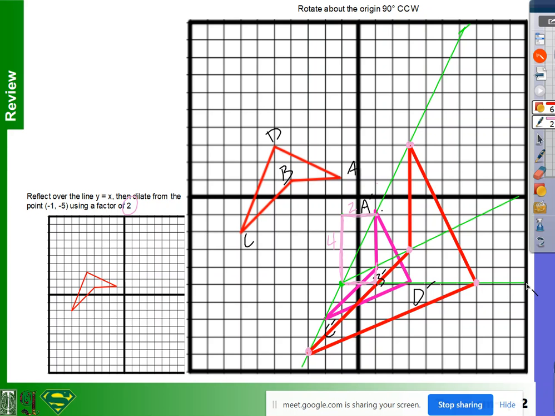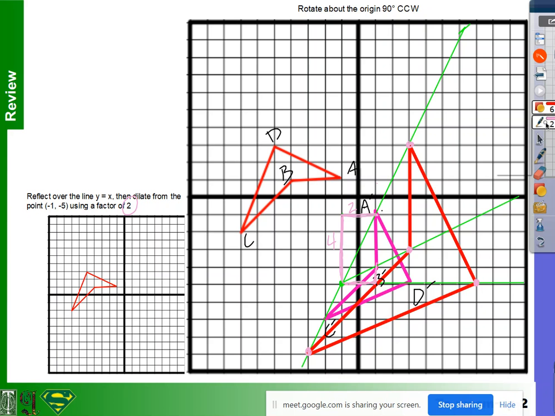Whoa, look at that. That's huge. Doesn't it kind of look like that figure is exploding out of that point of dilation? It's pretty cool stuff.